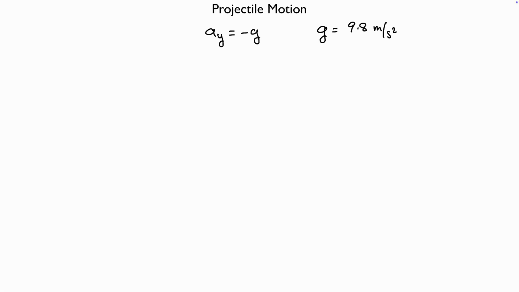The other thing that we are going to assume is that our acceleration in the x direction is going to be 0. So that means that if I throw a ball across the room, does its vertical velocity change as it goes?